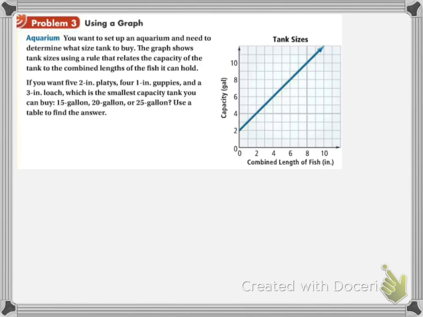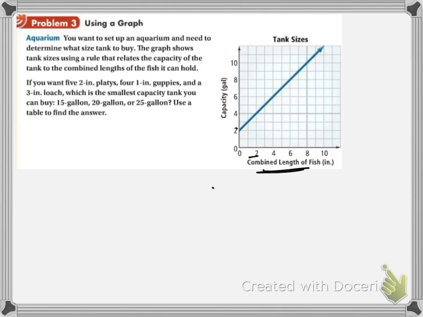Now, in terms of patterns, looking at a graph, as you can tell, it's a straight line here. So what I'm going to do is look at the line itself. This is all based on an aquarium, and you want to find out the capacity of the tank you need to buy to make sure you have ample room for the fish that you're trying to buy. So if I look here, and I just follow the line, for the combined length of fish, with 0 fish, you would need a 2-gallon tank, which really doesn't make much sense, but that's just the y-intercept, and we'll get into that later.